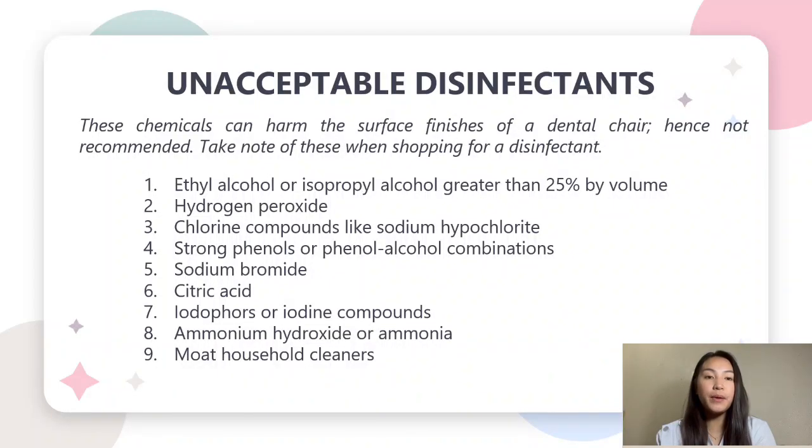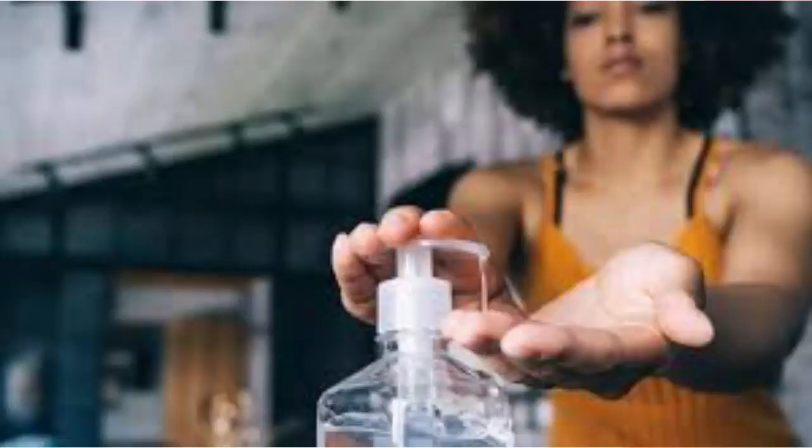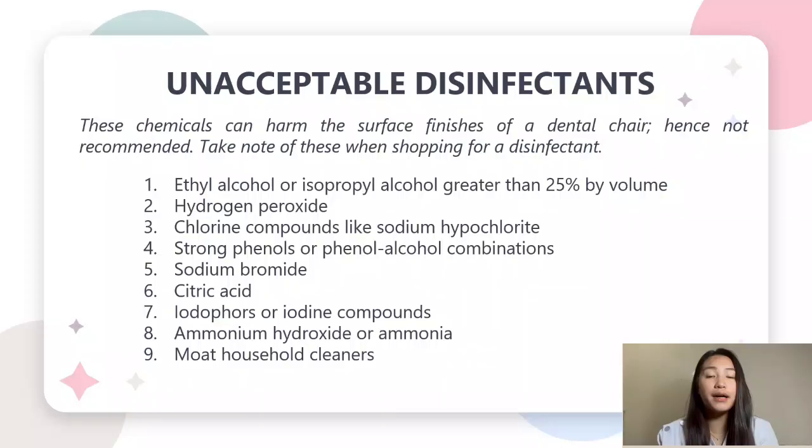As for unacceptable disinfectants that we shouldn't use, the following: ethyl alcohol or isopropyl alcohol does not effectively kill bacteria on surfaces but inactivates them, as well as preventing the alcohol from penetrating the bacterial cells to kill them.